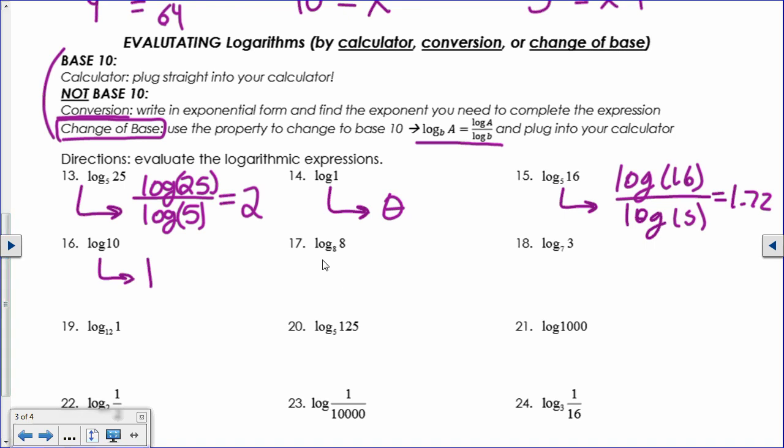No. This one you're going to have to use the division trick. So it's log of 8 divided by log of... okay, when you divide something by itself, what do you get? A 1. You don't even have to type that in the calculator if you don't want to. If you divide something by itself, it's automatically a 1. Right? What about this one?